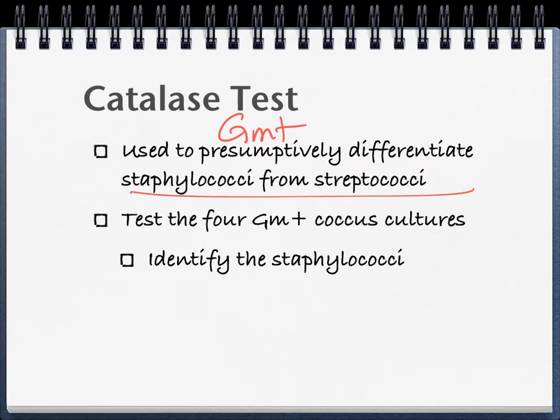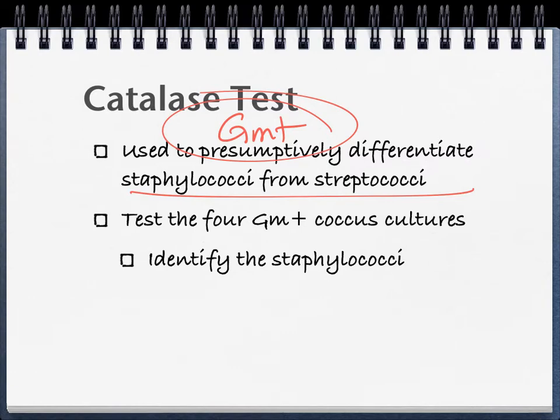Now, prior to doing the catalase test, what must I know? The shape and arrangement. So what I'm looking at is I have a gram-positive coccus. I know that. It looks sort of staffy, looks sort of streppy under the microscope.